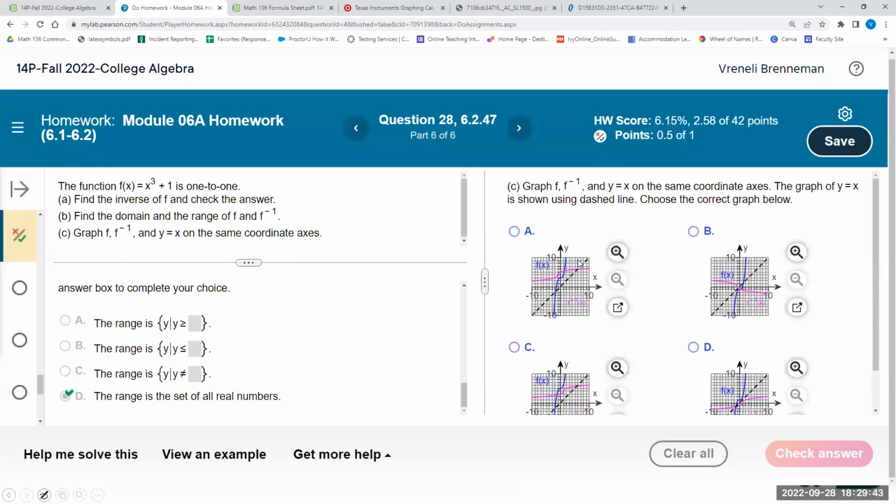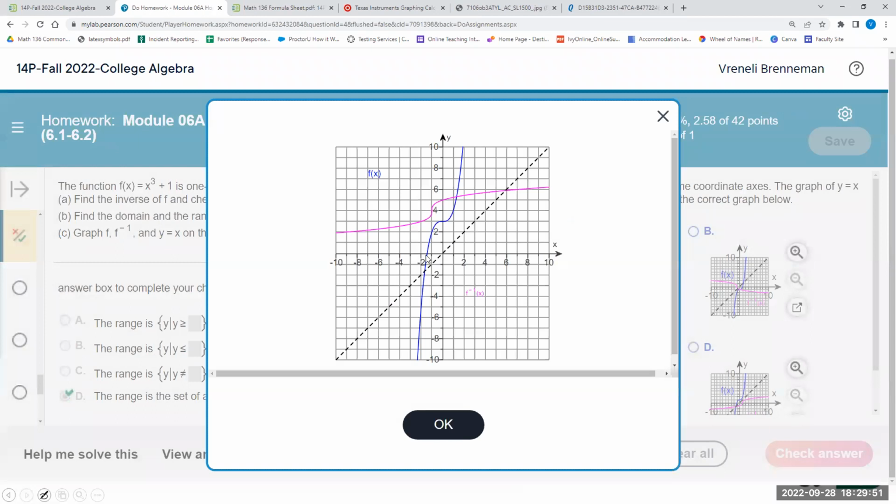Okay, so here's the graph. We're looking at graphs where they intersect. One thing to be aware of: you can pop out these graphs to look closer at them. But notice here, this graph is crossing the line y equals x, and not at the same place. So that one's no good.